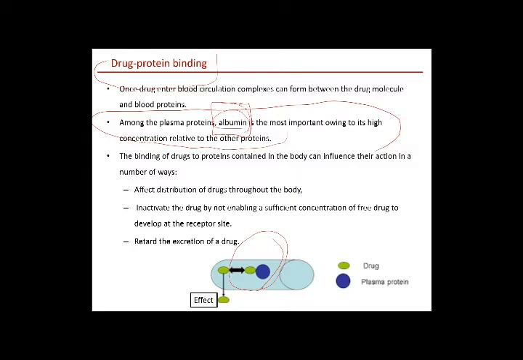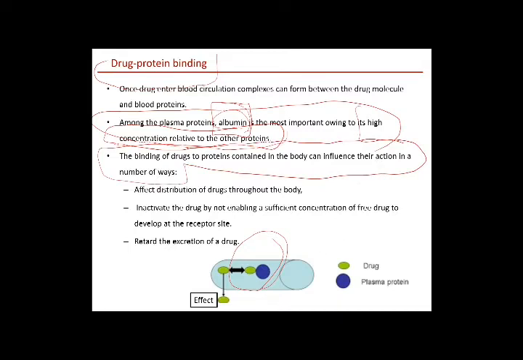And because albumin is the most abundant or the most important protein in blood, and of course because of its high concentration relative to other proteins, usually we say that the drug is albumin bound because it's available in blood in really high concentrations.